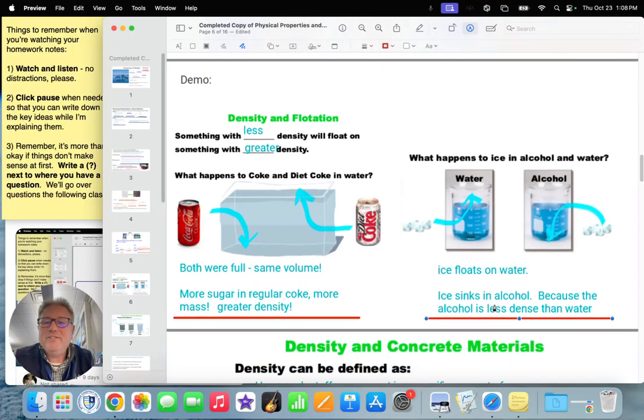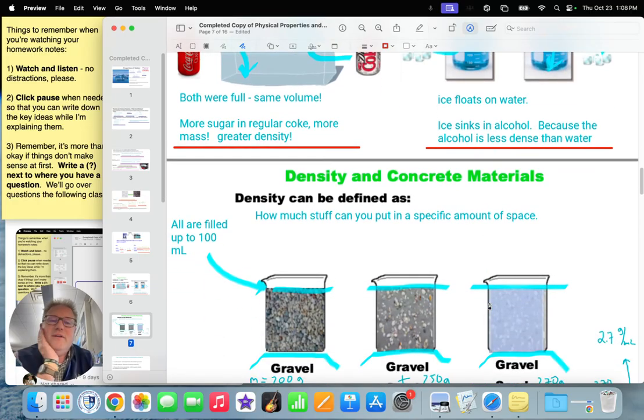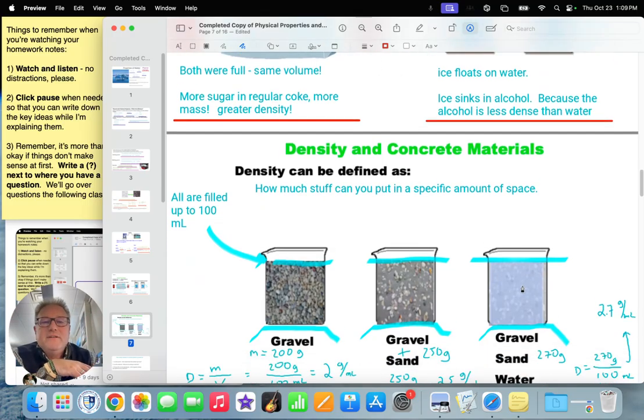All right, the final page of our notes. So that's another way to think about density. The final way you can put it together with density is to think of it as: how much stuff could you put in a specific amount of space? So how much stuff could you put in a specific amount of space?